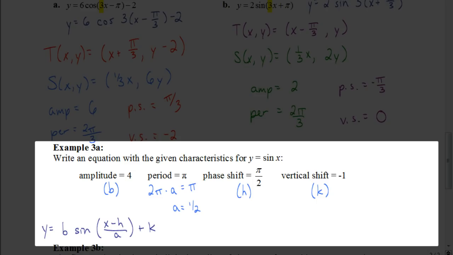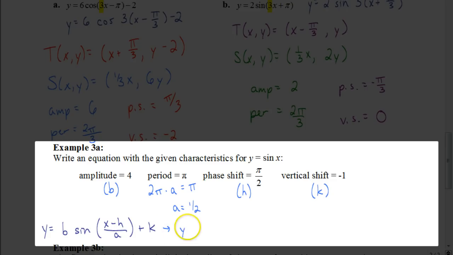Which makes sense for this one, because if originally the function had a period of 2 pi, pi is half that. But it's not as obvious if the period was, let's say, 2 pi over 3 or something like that. So you want to make sure that you know to find the period, we have to set up this equation to say 2 pi times a gives us the value of pi. So you solve that equation for a. Now we're going to plug all these pieces into this equation.